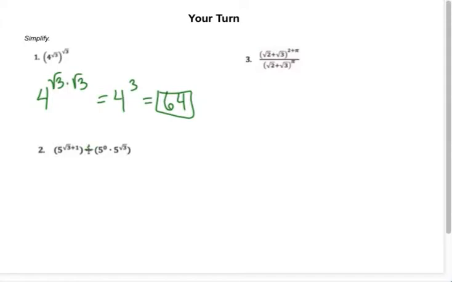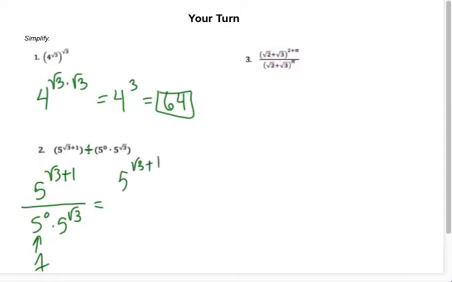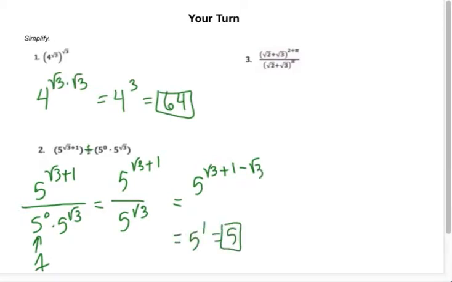Number 2, this is a division sign, so I'm going to rewrite it. 5 to the power of square root 3 plus 1 divided by 5 to the power of 0 times 5 to the power of square root 3. Now anything to the power of 0 is 1. So this just becomes 5 to the power of square root 3 plus 1 over 5 to the power of square root 3. Now same base, so we can subtract your exponents. So square root 3 plus 1 minus square root 3. The square root 3's cancel, and you just get 5 to the power of 1, which is 5.